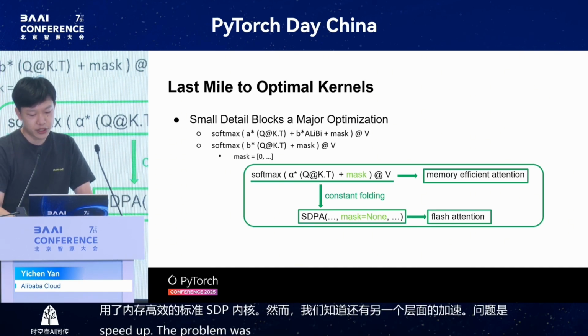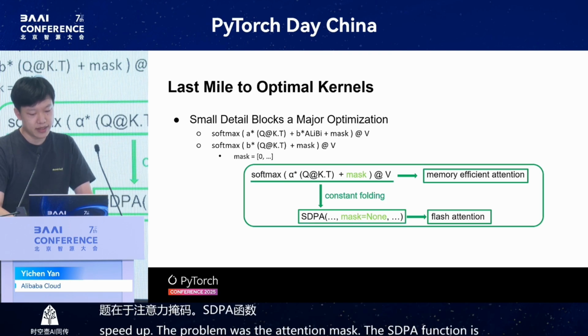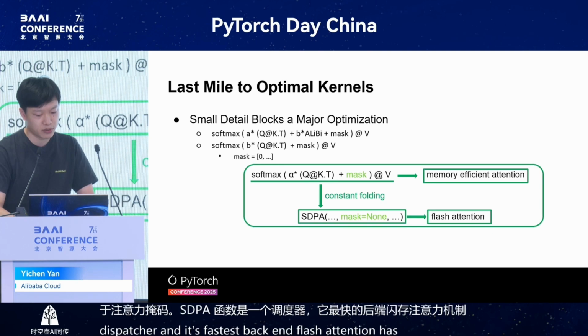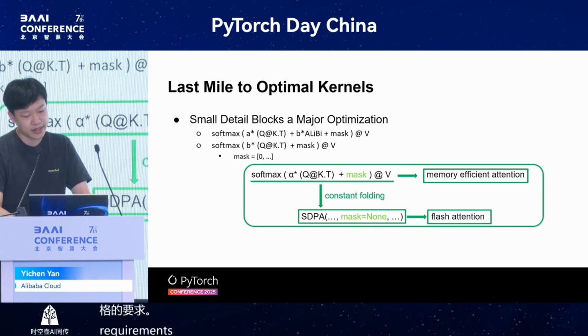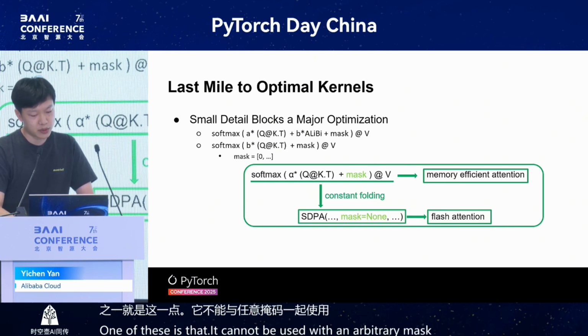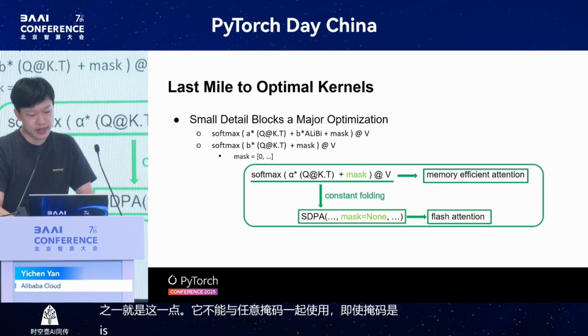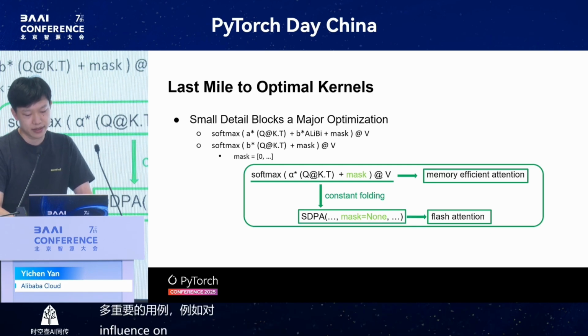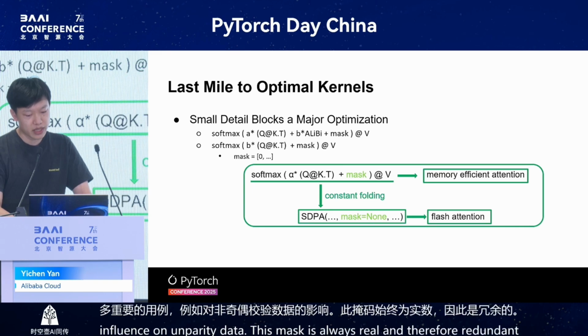The SDPA function is a dispatcher and its fastest backend, flash attention, has very strict requirements. One of these is that it cannot be used with an arbitrary mask, even if the mask is full of zeros. Our key insight was that in many of the important use cases, like inference on unpadded data, this mask is always 0 and therefore redundant. So we implemented a targeted constant folding pass.